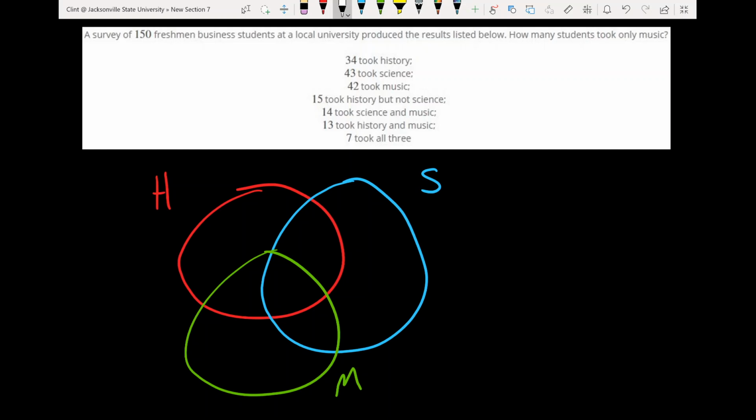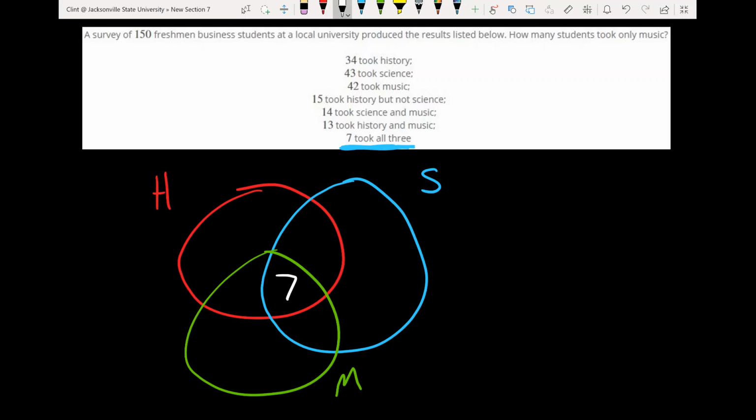Okay. So again, we want to start on the inside. So we want to start with the ones that are in the most circles. So we want to start with this information here that 7 took all three subjects. So 7 people go where all three circles overlap in there. Okay. And then we're just going to work our way backward. So it says 13 took history and music.